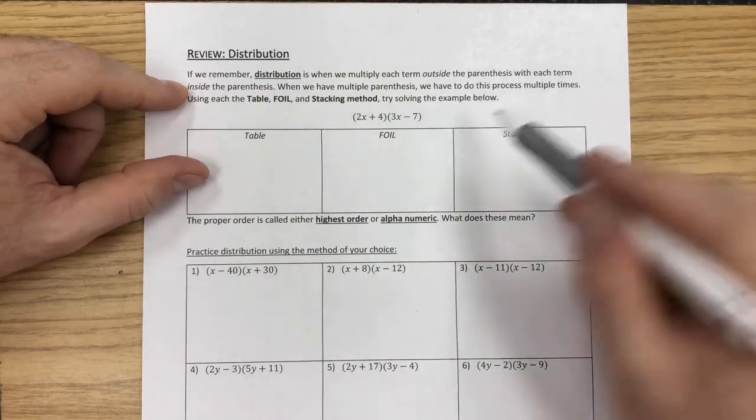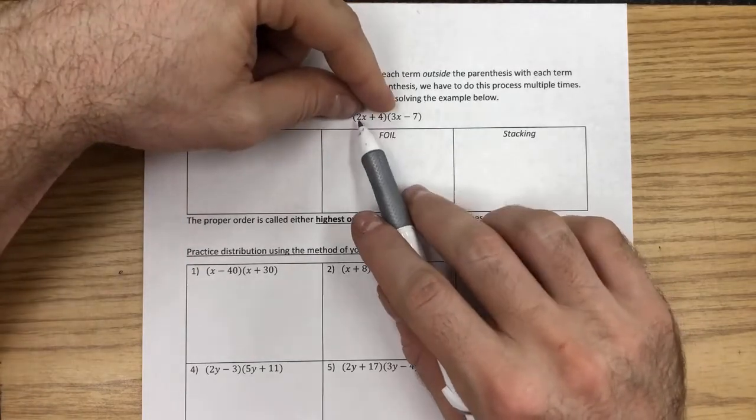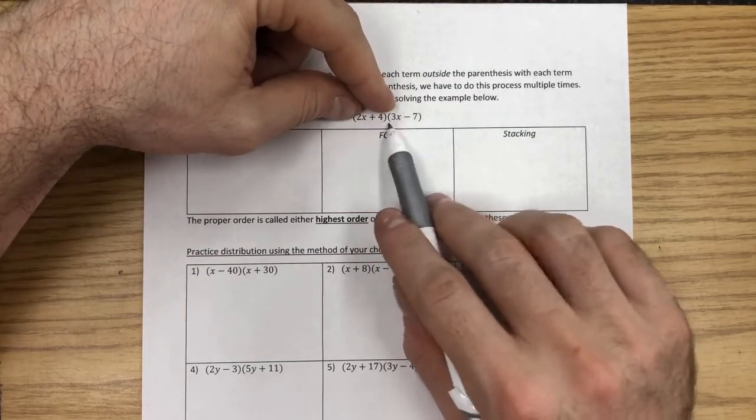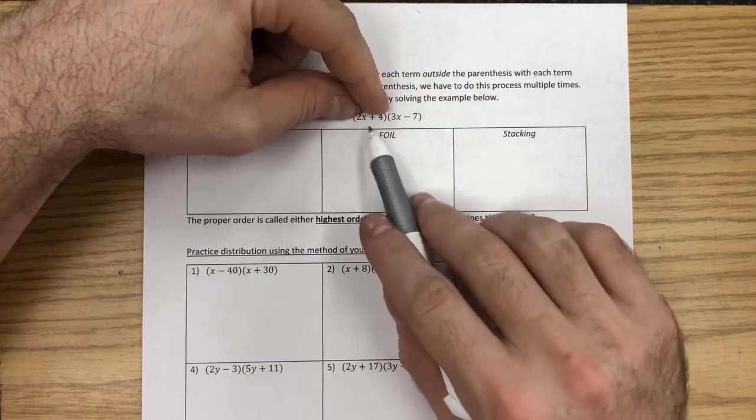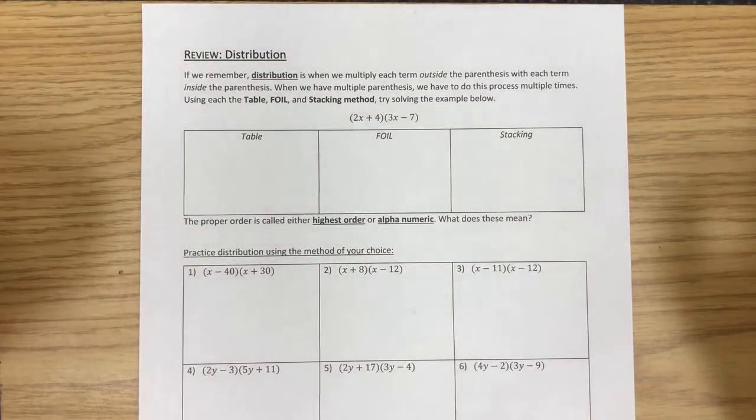So we've got a couple different methods we can do this. We notice we have two sets of parentheses, which means everything inside here, the 2x and the 4, gets multiplied by everything over here. So 4 gets paired up and 2x gets paired up. These are the three most common ways.